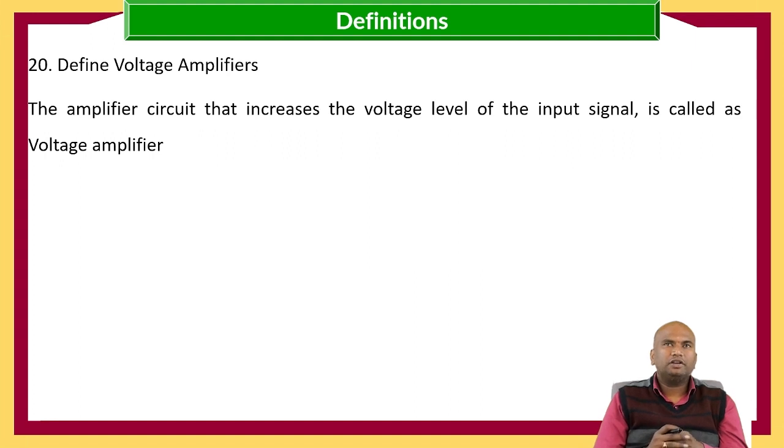Define voltage amplifier. The name itself says voltage amplifier. The voltage on the input side is going to be amplified, or increased, and that voltage will be available across the circuit. The amplifier circuit that increases the voltage level of the input signal is called a voltage amplifier.